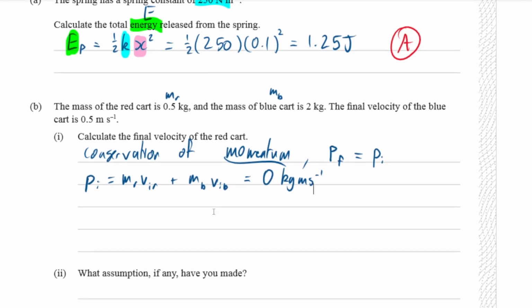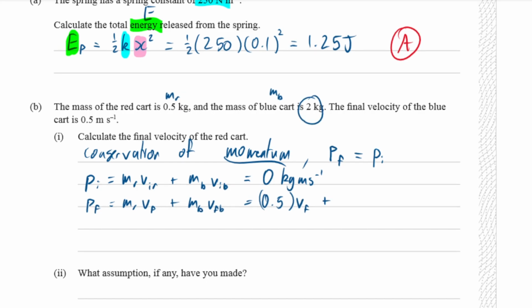Alright, now the final momentum, mass of the red car times its final velocity plus mass of the blue car times the final velocity of the blue car. So that's 0.5 VF for the red car, that's actually what we're looking for, plus mass of the blue car, 2 kgs, times final speed of the blue car, which is 0.5.